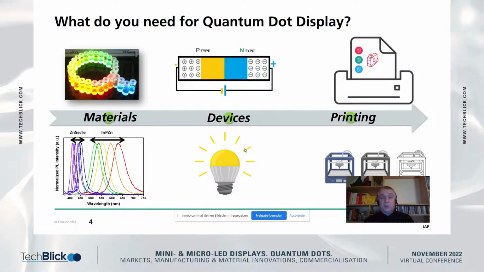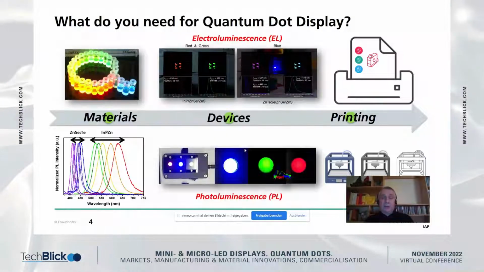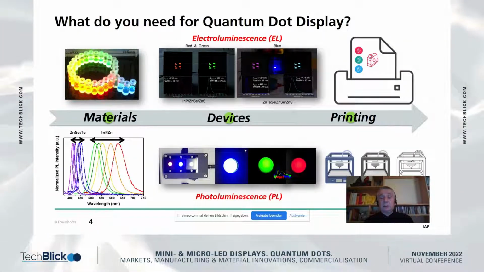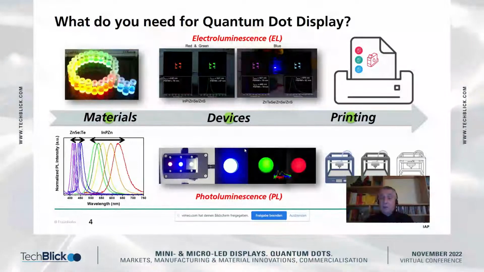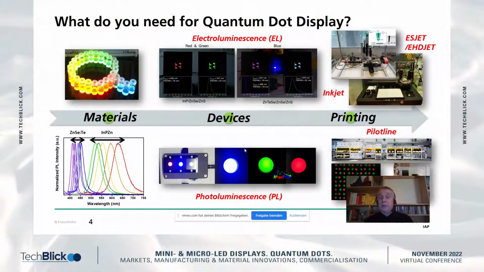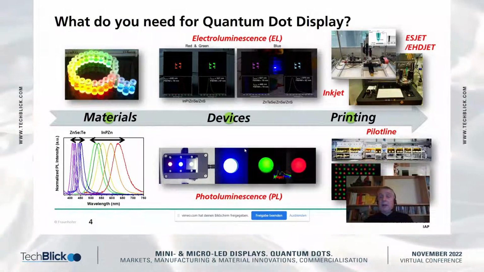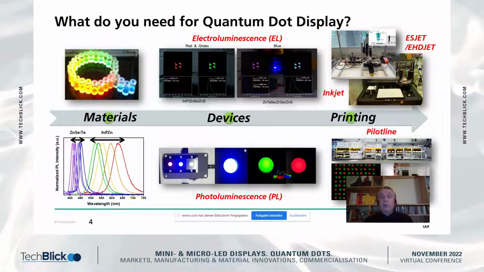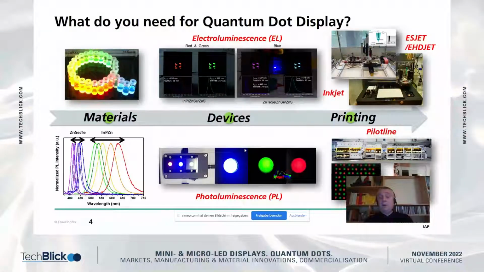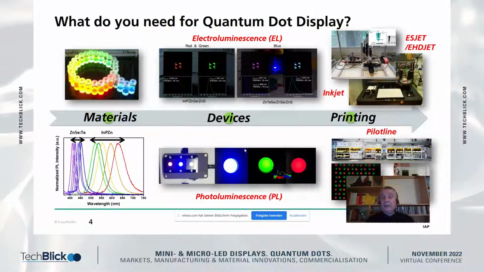The second one is to create the right device structure. And today I will only concentrate on the photoluminescence properties of the quantum dots, but there is also a very nice application of electroluminescence quantum dots. And of course, in my talk, I will also explain something about our electrohydrodynamic jetting or inkjet printing of our quantum dot materials in our pilot line at Fraunhofer IAP.